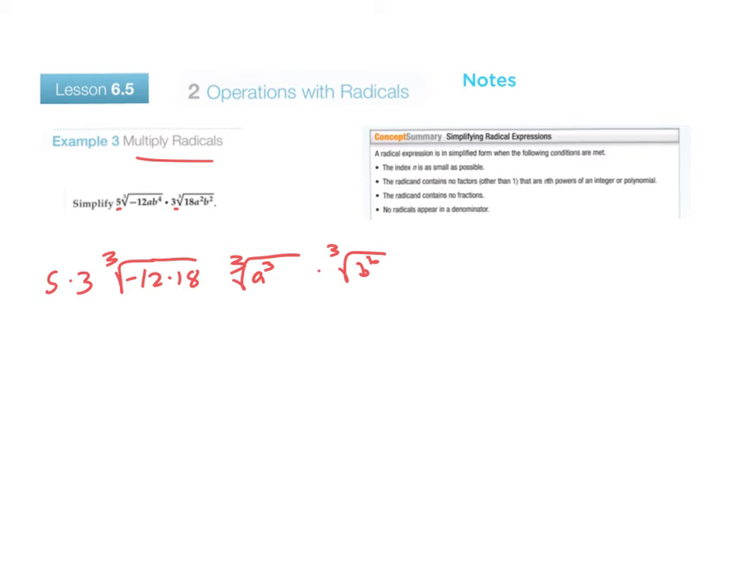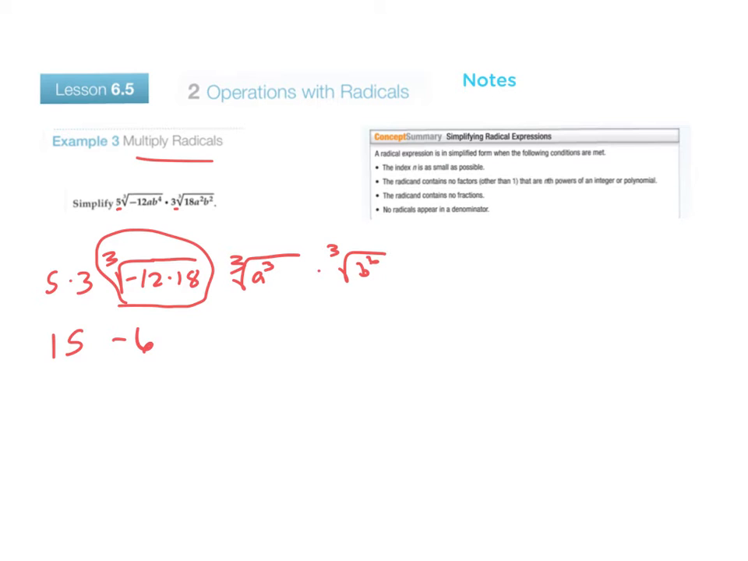So now let's do each part. This will be 15. And if you multiply negative 12 times 18, see here, negative 12 times 18, and do the cube root of that, negative 216, that's the cube root, and hit enter. We're going to get a negative 6. So this part right here, if you do it in your calculator, we'll get a negative 6.